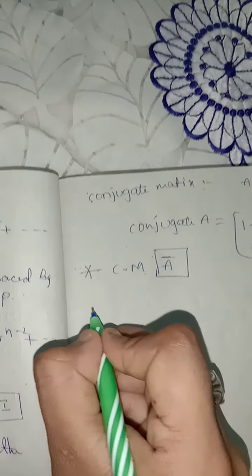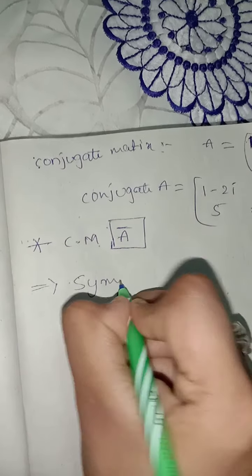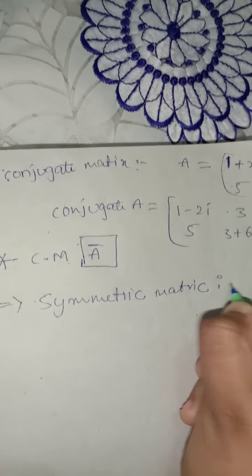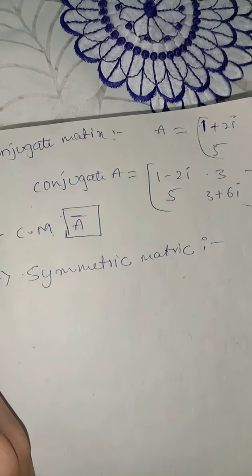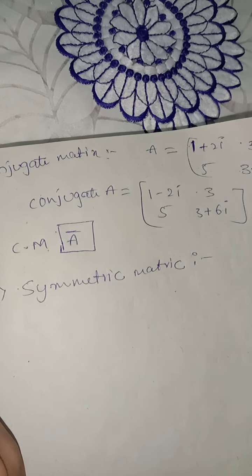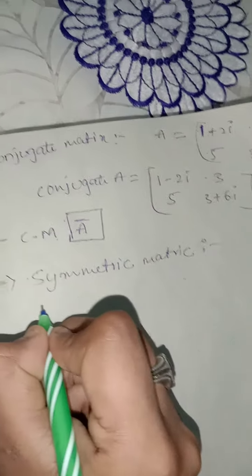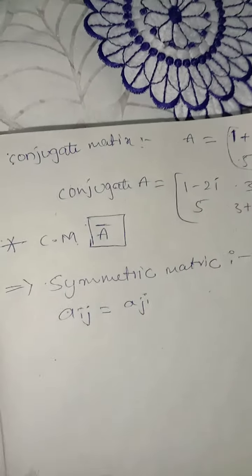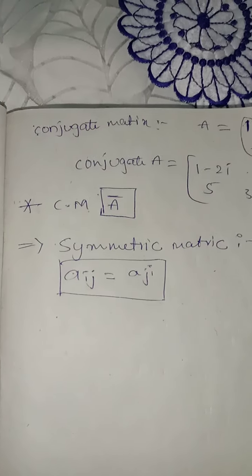Now let's learn about the symmetric matrix. What is the simple definition of a symmetric matrix? A square matrix is said to be symmetric if its ijth element is equal to the jith element. That is nothing but a_ij equals a_ji. This is the simple definition of a symmetric matrix.